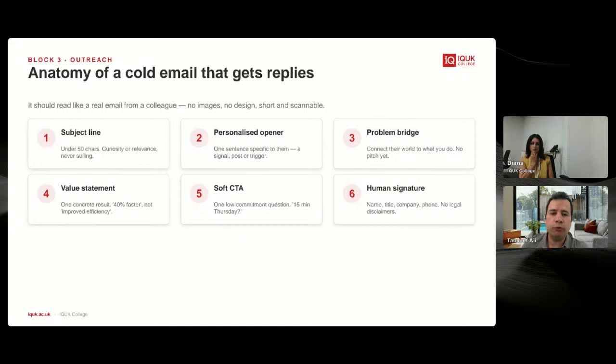And then you can provide your value statement, a one-liner about what you can do for them. Be specific. In this case, like we offer software programs that make accountancy 40% more efficient, for example. Don't say we offer software programs that improve efficiency. It's too generic. Use some numbers, some specifics, some proof points rather than generic things.